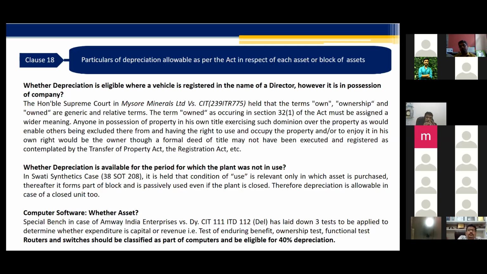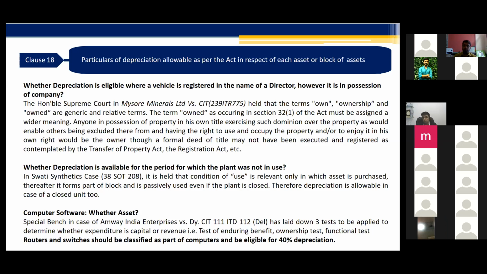So even if the asset is not in the name of an individual, company, firm, or proprietary concern, I can still claim depreciation and it should be allowed. A similar question was another disputed issue: whether depreciation is available for a period for a plant which was not in use. Because if you see the provisions of section 32, it says use for the business. It should be owned by the assessee and used for the business.